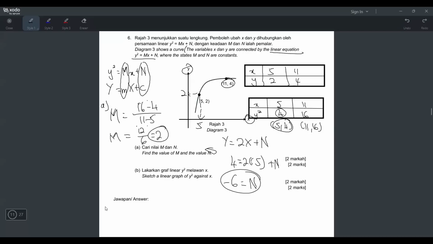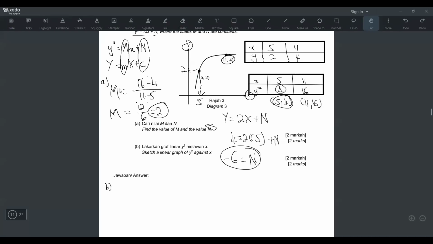Okay, now we can do part B. All right, part B says what? Sketch a linear graph of y squared against x. Okay, for a sketch question, you don't need to do it on graph paper. You don't have to use a square grid even. You just sketch, you don't need to follow the scale. Okay, you just sketch saja lah.